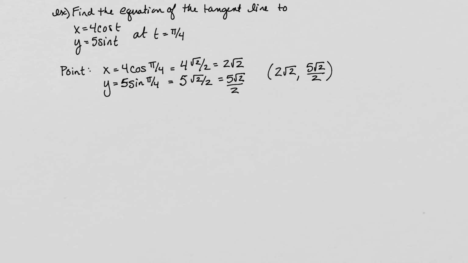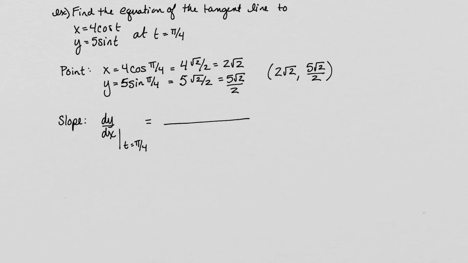Okay, so I got the point. Now I need to find the slope. So how am I going to find slope? Now that we're in calculus, how do we find slope in calculus? Yeah. So remember, the derivative gives the slope of the tangent line at any given point. So we need to find dy dx, and we need to evaluate it when t is equal to pi over 4.